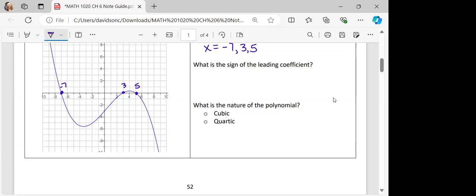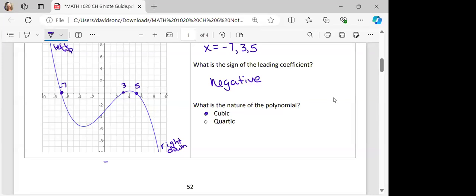You look at the general shape and look at the original ones that we graphed. This looks like negative x cubed, so the leading coefficient, the number in front of x cubed, is negative. And since the ends are in opposite directions, it's cubic. So see, right is going down, left is up.